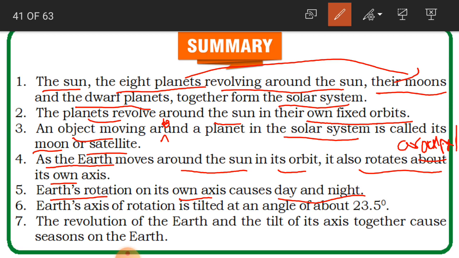So how are we getting day and night? Because of Earth's rotation on its own axis. And the sixth point is Earth's axis of rotation is tilted at an angle of about 23.5 degrees. And the seventh one is the revolution of the earth and the tilt of its axis together cause seasons on the earth. Okay children, because we have already summarized the lesson, I have just read it out for you.